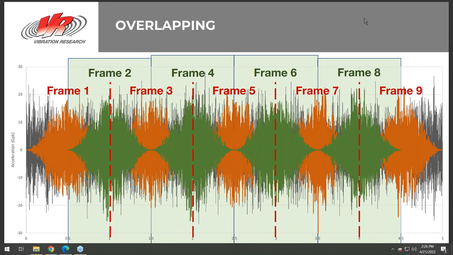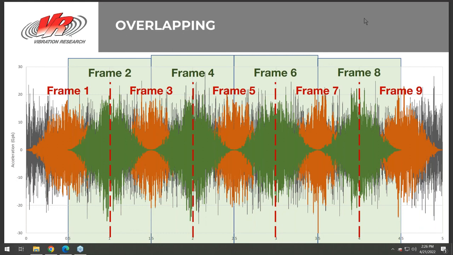There's a technique called overlapping, which ensures that more of the data is being used to generate a PSD. In the first example, there was 0% overlap between the frames of data. This means that the data being reduced by the windowing function is not being accounted for.